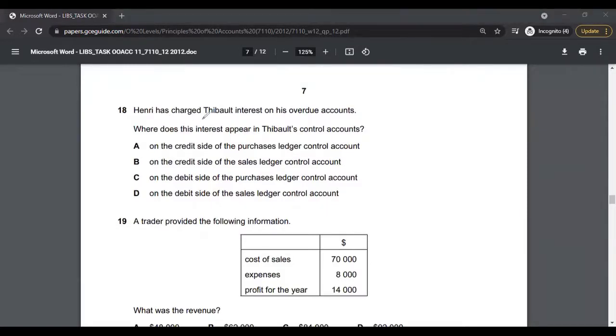Multiple choice 18. Henry has charged T-Ball interest on his overdue accounts. Where does this interest appear in T-Ball's control accounts? On the credit side of the purchases ledger control account? Yes, this sounds right. This is an interest on T-Ball's account, so T-Ball has to pay interest. It is a liability. Therefore, it will appear on the credit side of the purchases ledger control account. The answer to multiple choice 18 is option A.